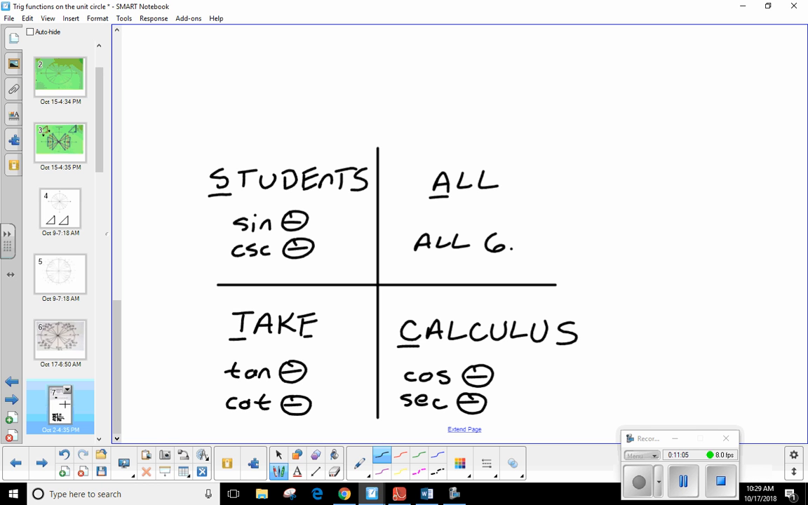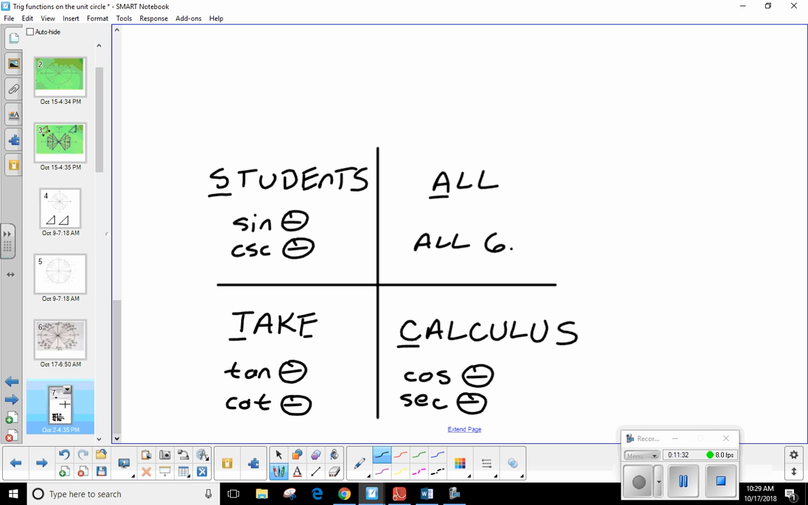Well, let's see. What two quadrants is cosine positive? 1 and 4. So where would it be negative? 2 and 3. If sine can only be positive in 1 and 2, what does that mean for sine in 3 and 4? Has to be negative. Okay. Just a really easy sentence: All students take calculus.